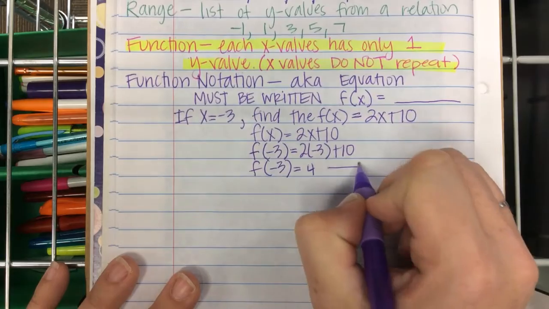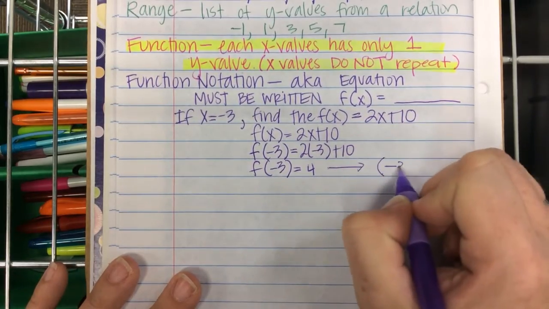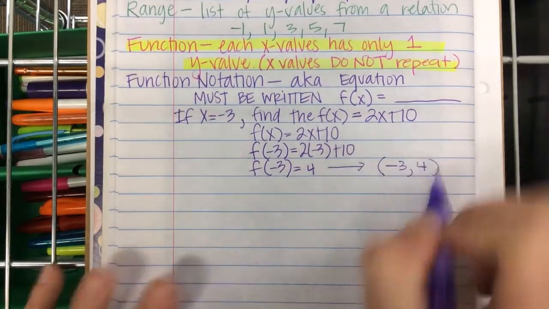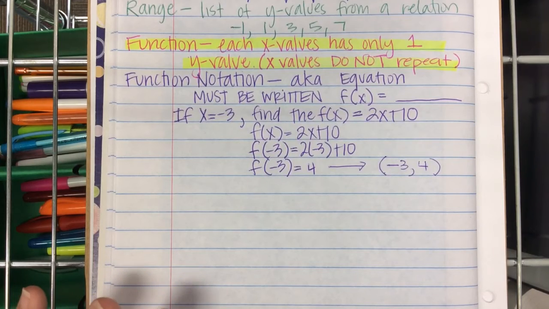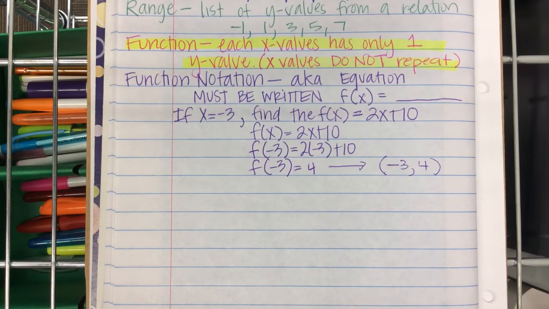So my ordered pair, -3, comma, 4. That's a relationship. When I put -3 into my problem, I get an answer of 4. Zach? F of x is an equivalent of y, correct? Correct. They are the same. Just one is considered linear and one is considered function notation.